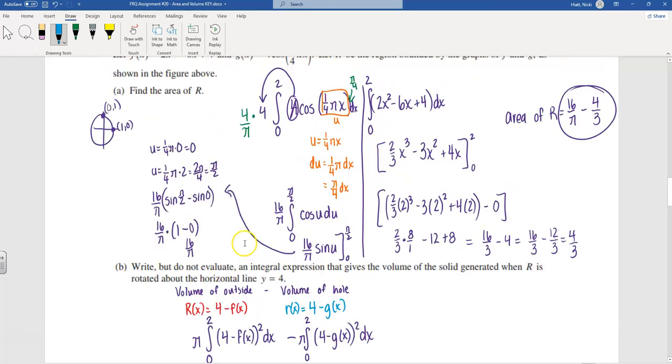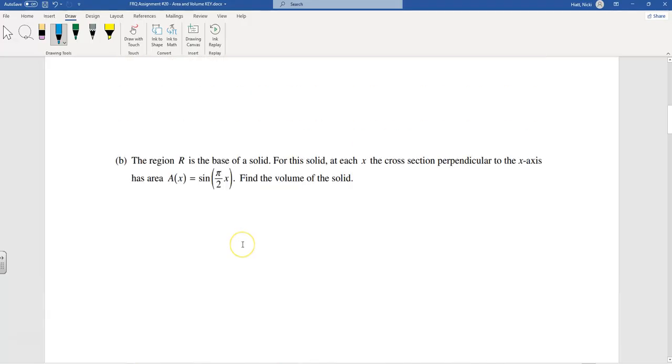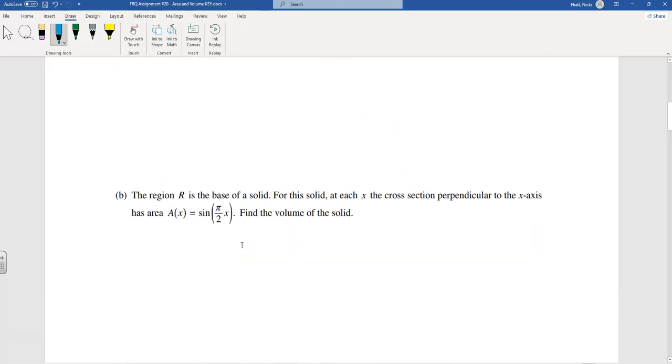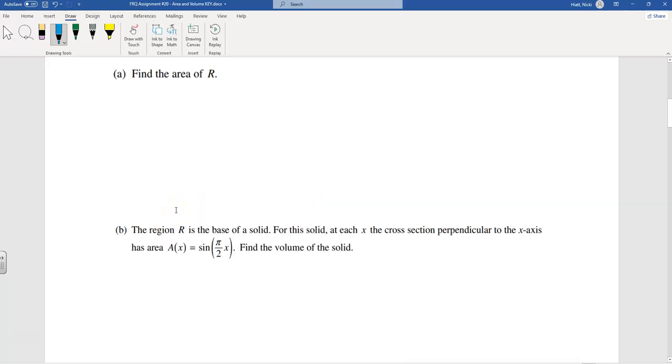Okay, so I do want to go back up here and look at B on number 1. So this takes a total mind shift, okay? Because if we are looking at the region R, it is the base of a solid. The cross sections perpendicular to the x-axis have an area A of x equals sine of pi over 2x. Find the volume of the solid.